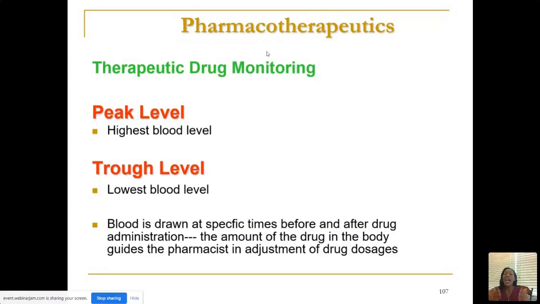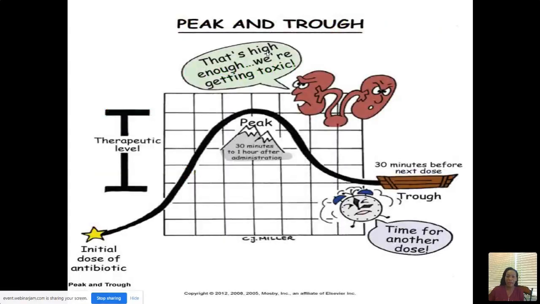All right, peak and trough. So every drug has what we call an onset. Let me show you this picture. Every drug has an onset, right? It starts to work, okay? Every drug has a peak. A peak is when the drug is working at its maximum. Every drug wears off. It's got to get out of your system. What goes in has to come out.